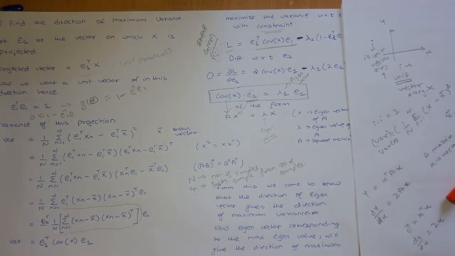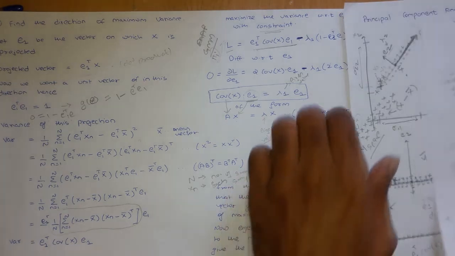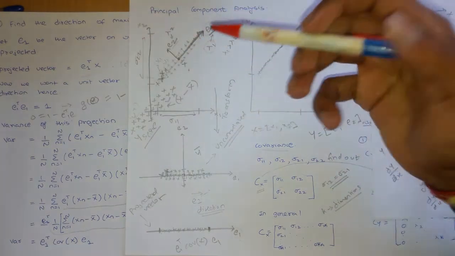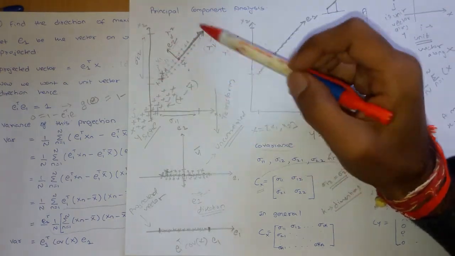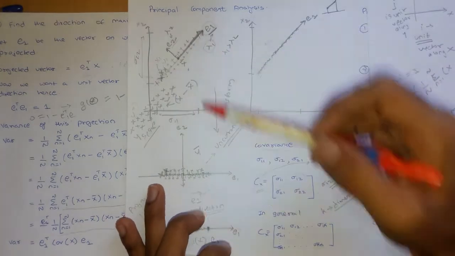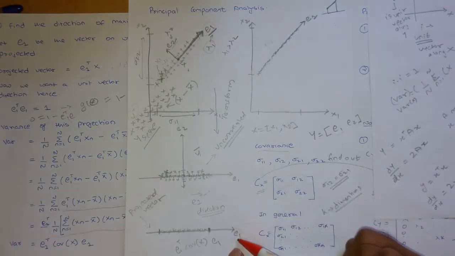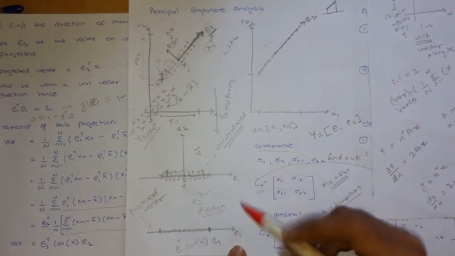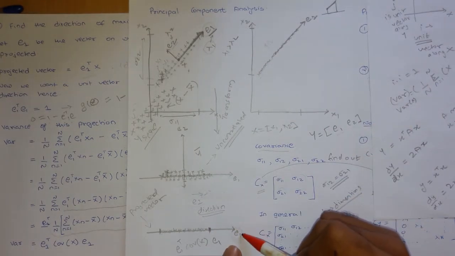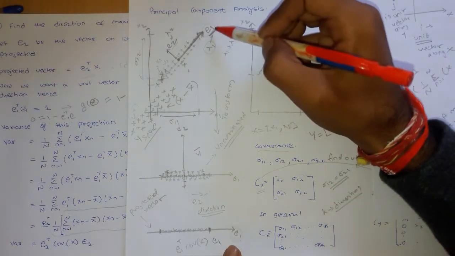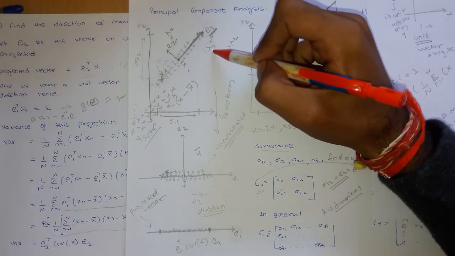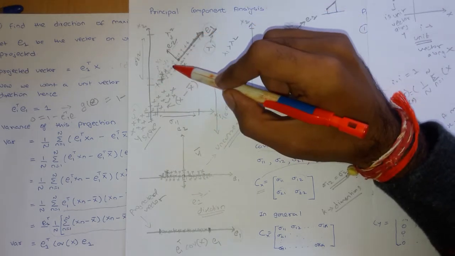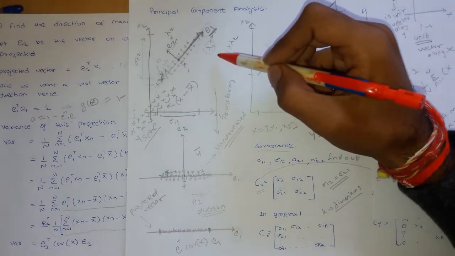Now our motive is to compress the data, right? What we did till now: this was our data, we transformed it to this, and we found out what E1 was. This E1 is nothing but the eigenvector corresponding to the maximum eigenvalue of the covariance matrix of this data. So we figured this out.